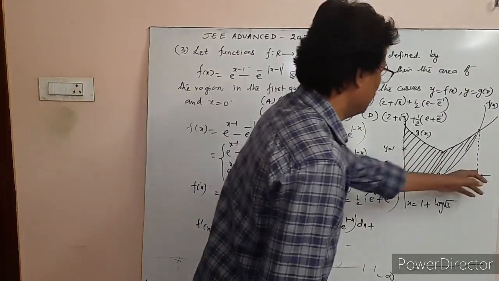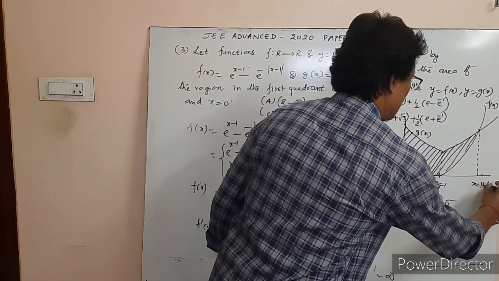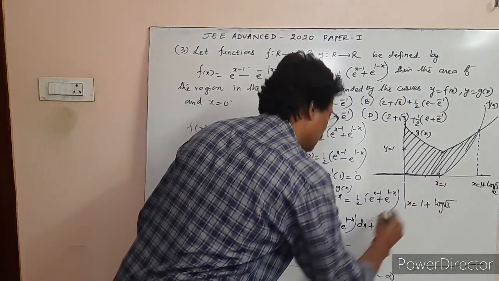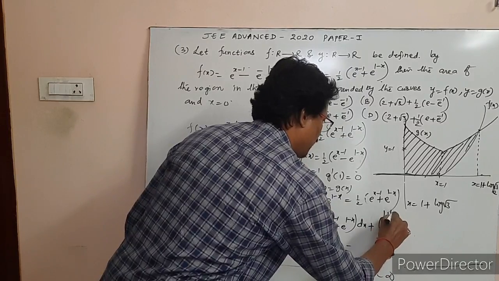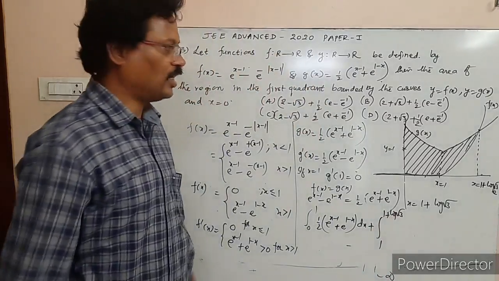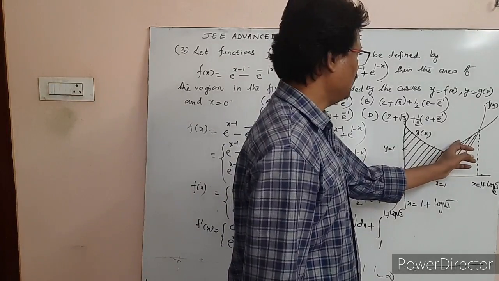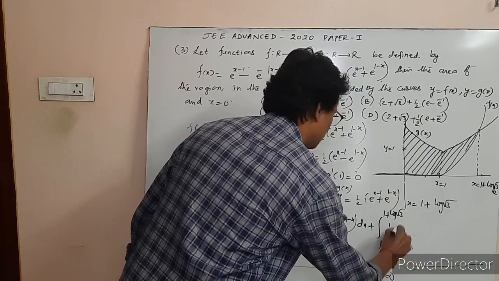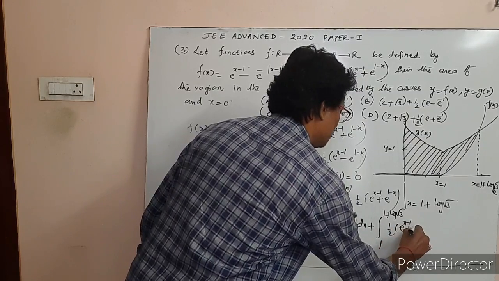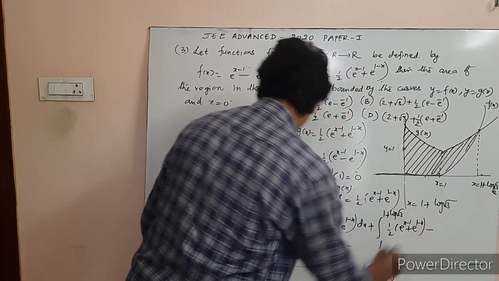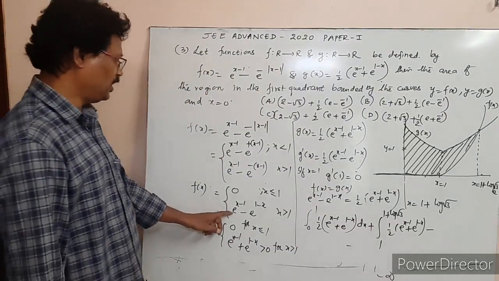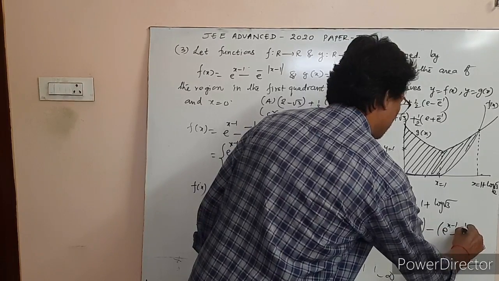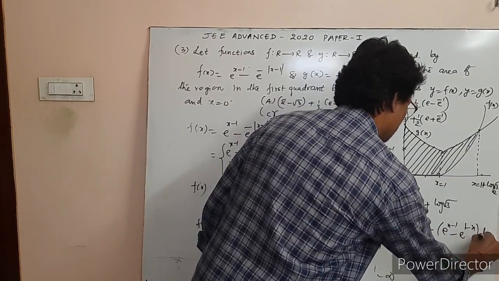Now from 1 to 1 plus log root 3, that base is e. Therefore, from 1 to 1 plus log root 3, what is this one? It is g(x) minus f(x). g(x) is this one. This is g(x) minus f(x). This is f(x), that is e^(x-1) minus e^(1-x).